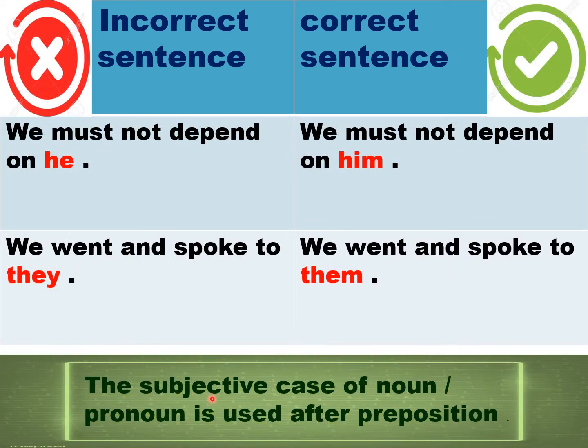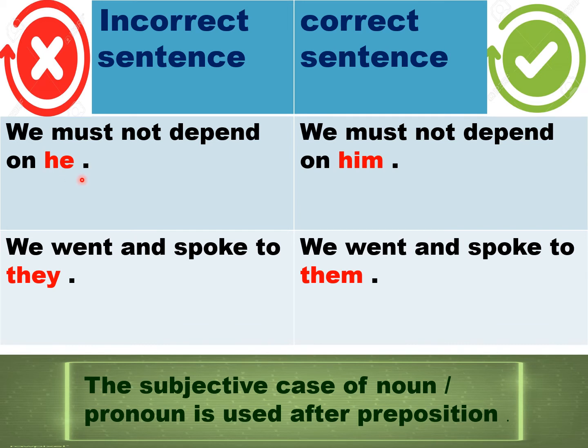The subjective case of noun or pronoun is used after preposition. We must not depend on he. We went and spoke to they. See, after this preposition on and to, we must use the subjective case of noun or pronoun. Here we have he and they.